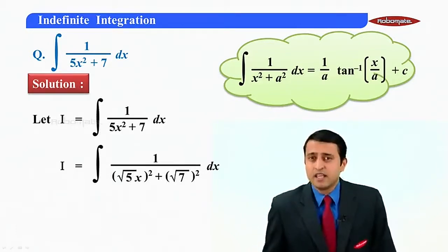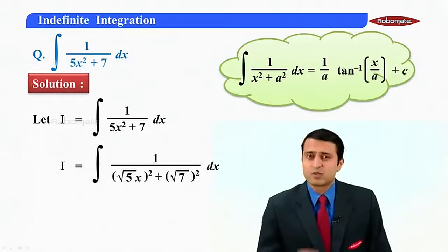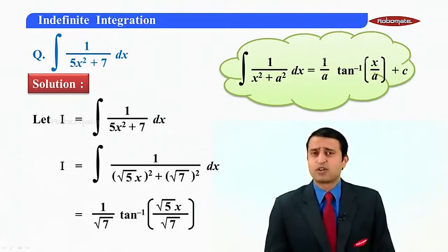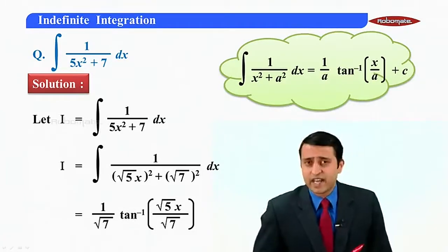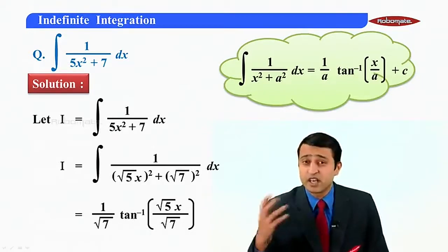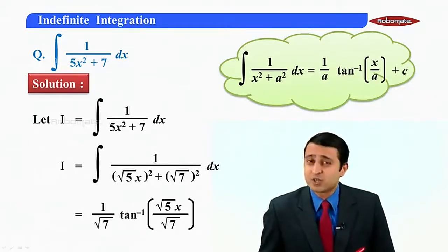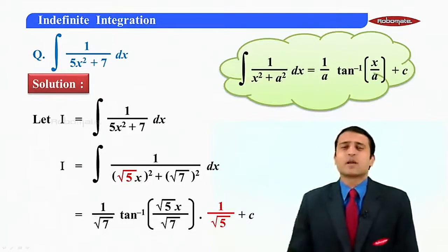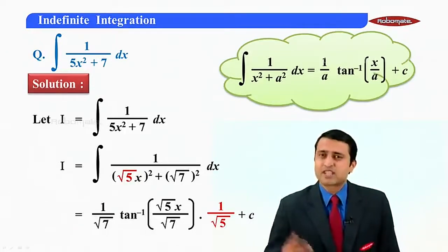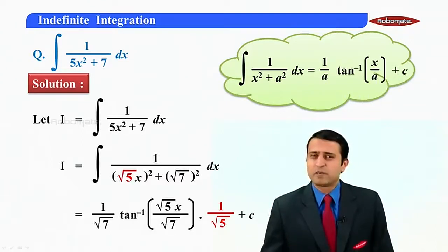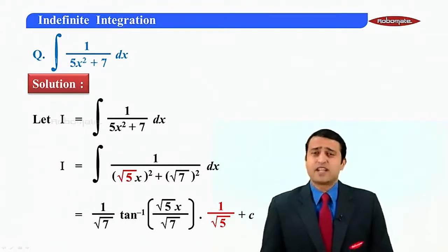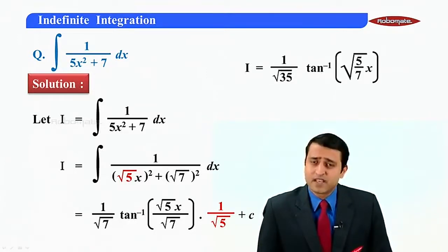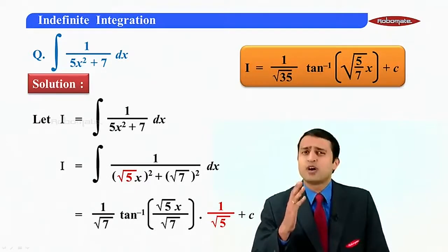So 1 by a. If I compare in this case, a is root 7. So we will get 1 upon root 7 tan inverse of root 5x by root 7. Now my dear students, don't forget there is a catch here which we have already seen in the earlier modules. The coefficient of x is not 1. So do not forget a 1 by root 5 further, and obviously then plus c. Now 1 upon root 7 and 1 upon root 5 can be multiplied, and we can write it as a single root. So the final answer is 1 upon root 35 tan inverse of root of 5 by 7 x plus c. And this is the solution.